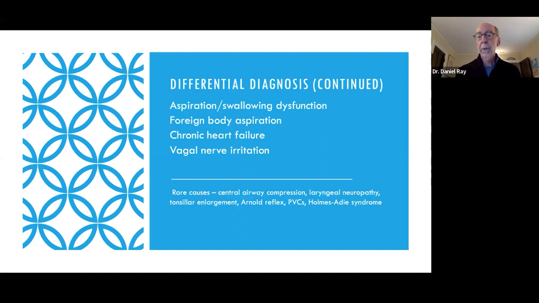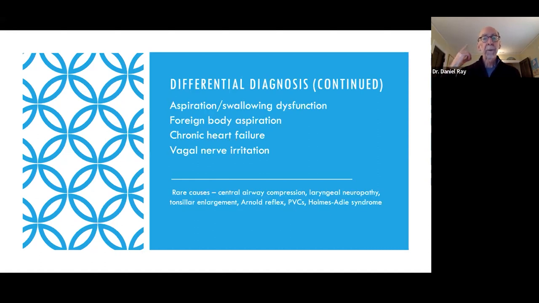Chronic heart failure, people will cough. They're often on angiotensin converting enzyme inhibitors to boot. And then these rare things where there's inflammation of the vagal nerve, either from a tumor mass or encroachment. For example, a huge goiter with displacement of the trachea. People with massive tonsils that are inflamed.